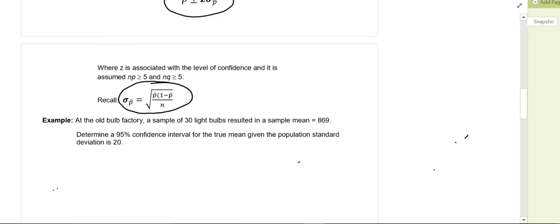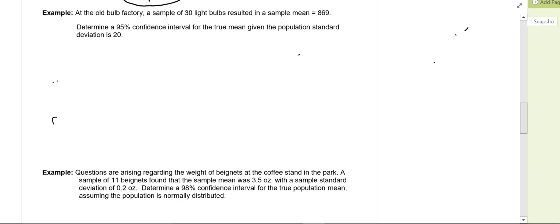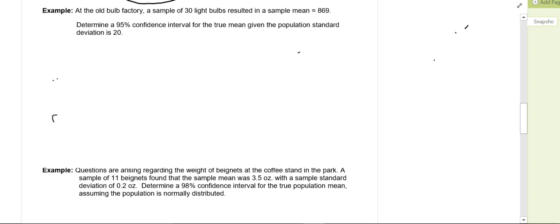Okay, so I'm going to go right to my very first example here. Again, it is assumed that you have worked out the problems, or at least attempted to work them out, right? All right, our first problem. At the old light bulb factory, a sample of 30 light bulbs was taken, and it resulted in a sample mean of 869, and we want a 95% confidence interval. So right off, we know what we're looking for, a 95% confidence interval. Do we know for the mean, right? Confidence interval for the mean.